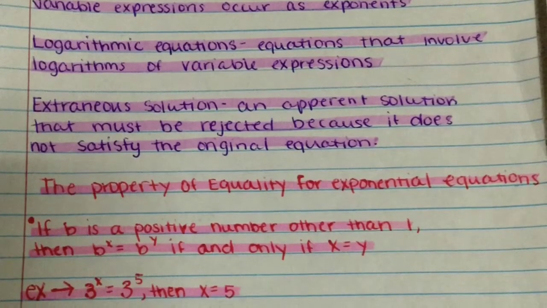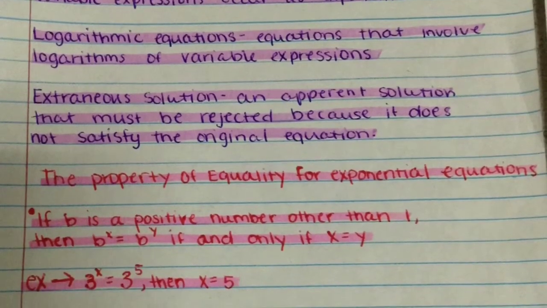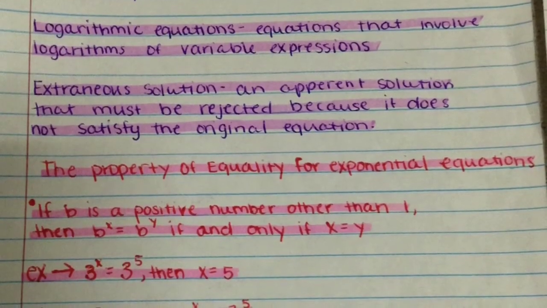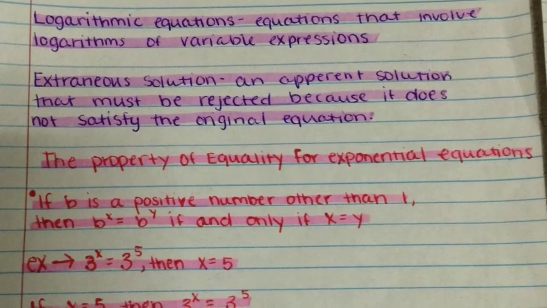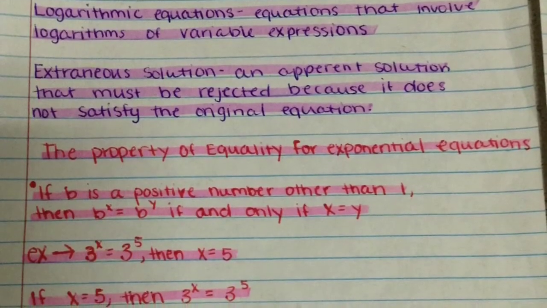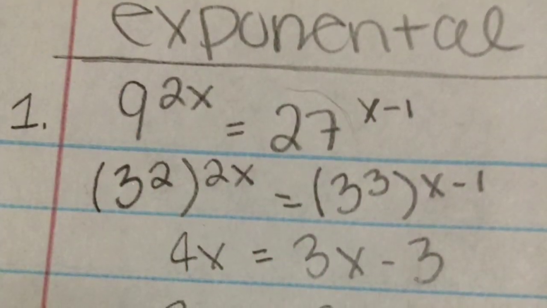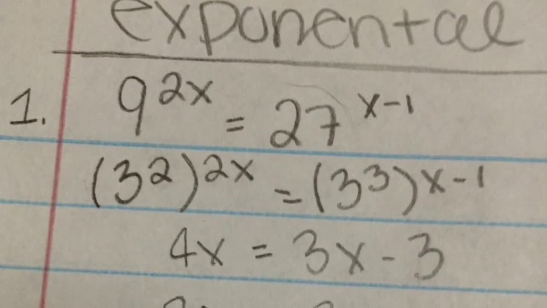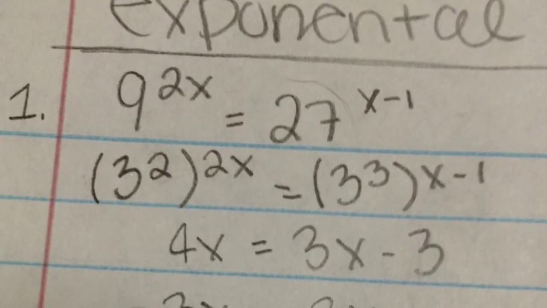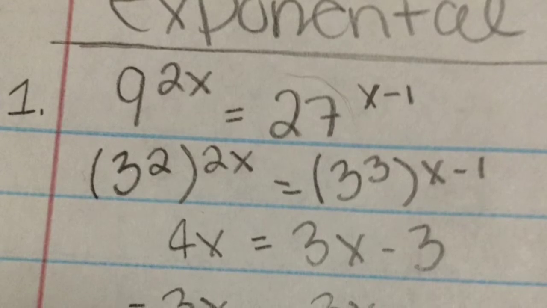So I'm just going to start off with a pretty basic example. To start off, if 3^x equals 3 raised to the 5th, then x obviously equals 5. So here I am, and I'm going to do an example of exponential equations. The first example is 9^(2x) equaling 27^(x-1).